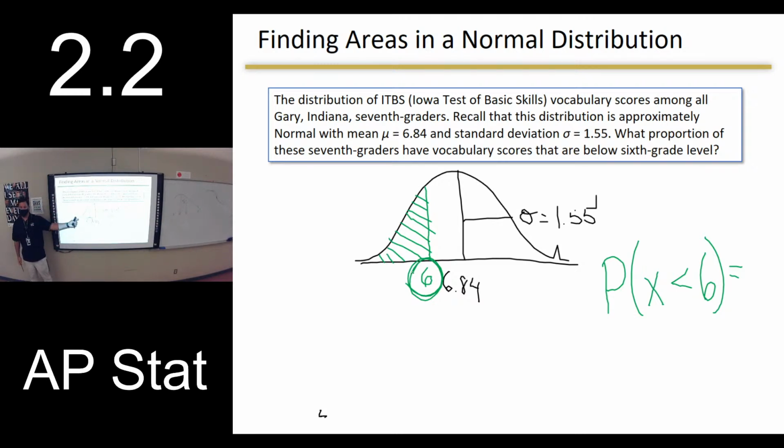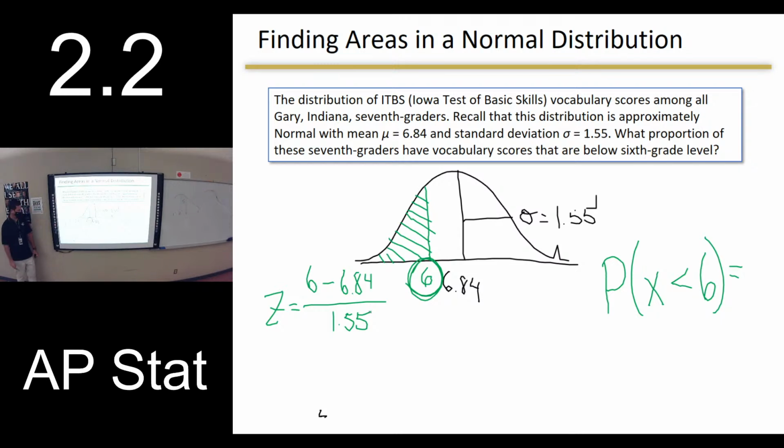I've drawn it, I've written the statement, I've done everything I want to do for part 1, now I have to show my work. So here's where I'm going to show my work. I'm going to just say z equals 6 minus, because it's the x value, minus the mean, divided by 1.55. This is what we did yesterday, or the day before, or whatever.